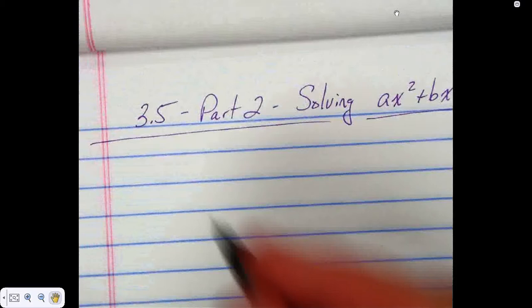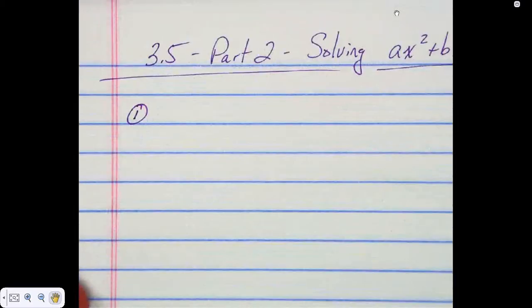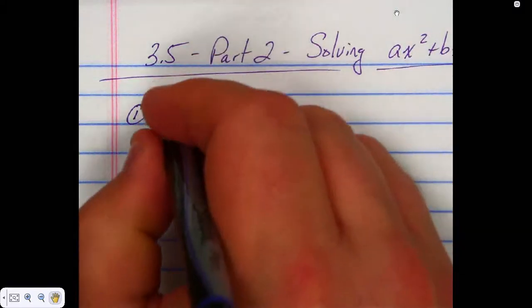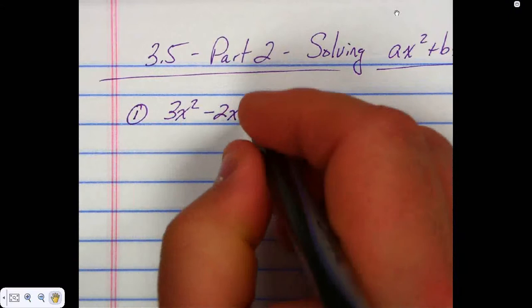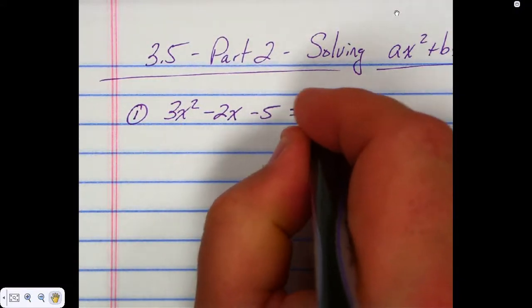So, number 1 for this assignment would be, you're going to take number 1 from yesterday's assignment, which was what? 3x squared minus 2x minus 5, and then you're going to put equal to what? 0.